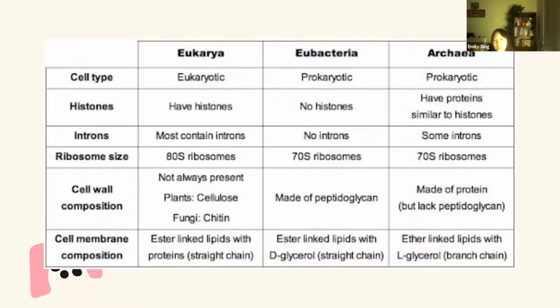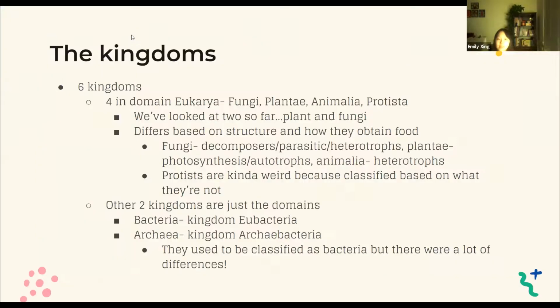But these are just a list of differences between the 3 domains and why, even though they may all just look like tiny little weird slime things, they're actually different and we classify them differently. So the kingdoms. There are 6 kingdoms, and 4 in domain eukarya. Kingdoms are the next step down, and there are more than 3, so it's a more specific classification. In domain eukarya, there are 4: fungi, plants, animals, and protista, or protists. Their scientific names are fungi, plantae, animalia, and protista.